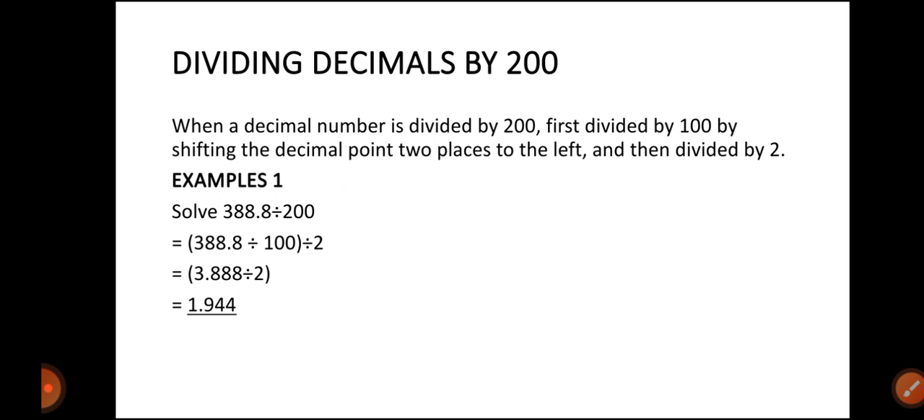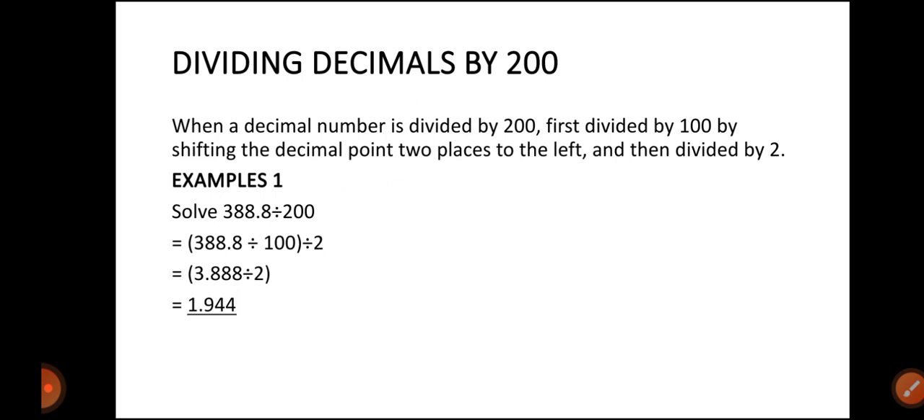For example, let's solve 388.8 divided by 200. We said earlier that we'll first of all divide by 100, then we'll divide it again by 2 to make it easier. So 388.8 divided by 100. First of all, we'll shift the decimal point 2 times to the left. It becomes 3.888. Then we divide it now by 2. Then it will give us 1.944. As easy as anything.